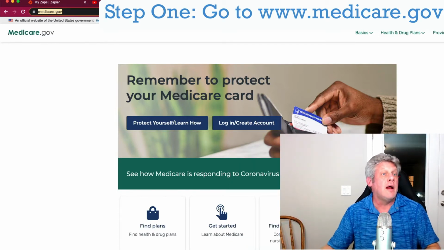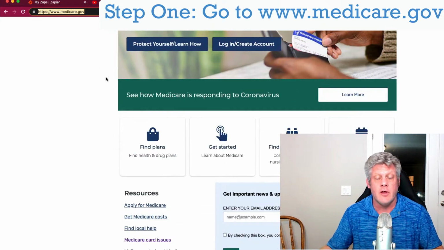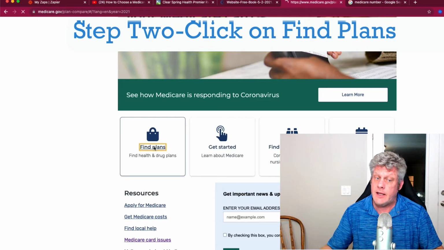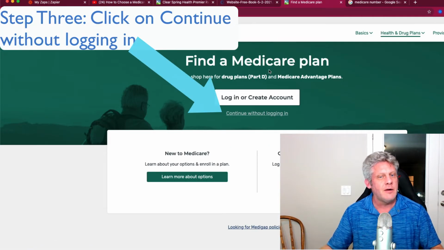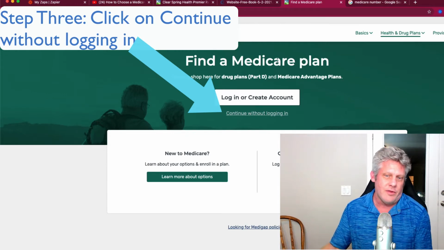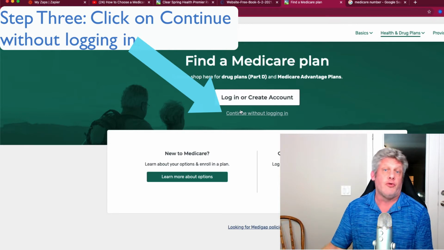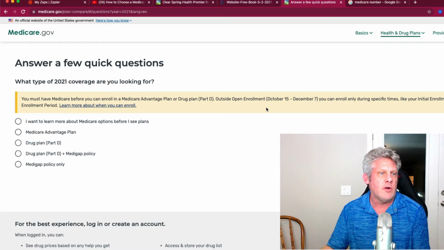So here we are at medicare.gov. If you don't know how to get there, just type medicare.gov in your URL bar at the very top. Then go down to Find Plans and click Find Plans. Where it says Find a Medicare plan, I would just continue without logging in. Otherwise, you have to create an account and give them lots of good information. It might take a while. So here we are. We logged in without getting an account.